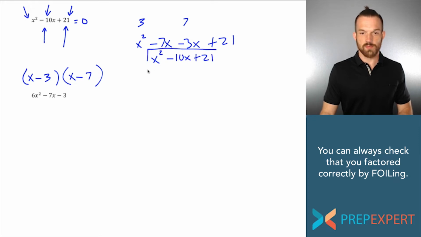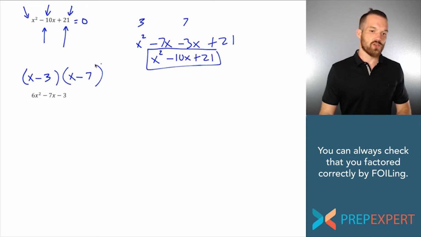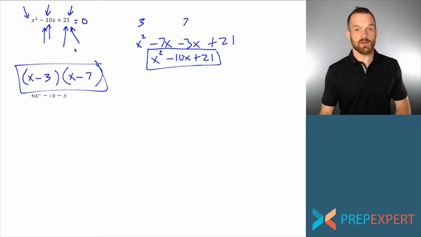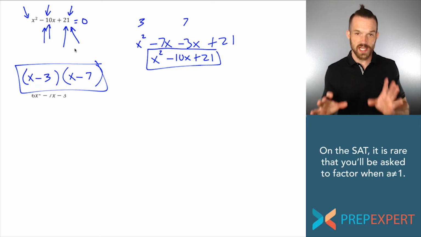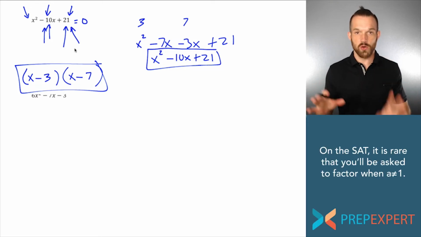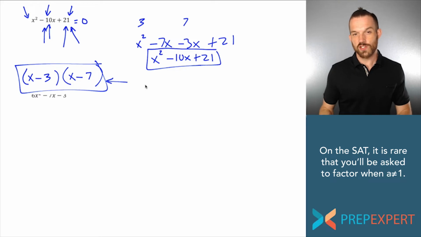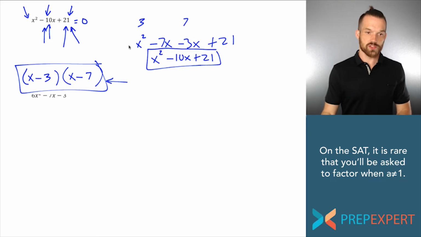So it's really that simple when your a term is 1. We've got two factors that add up to the b term and multiply together to equal the c term. When I find those two factors, those are the second terms in my two binomials that are the factors of that quadratic. And again, if that quadratic is equal to 0, then these two factors that I've just found reveal the two solutions to the equation.